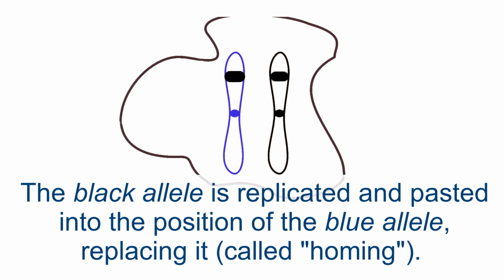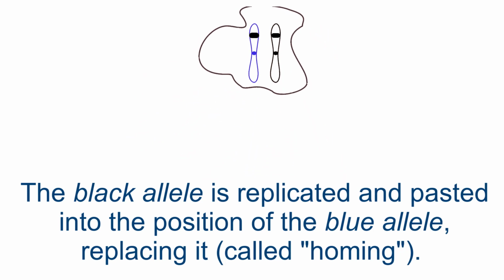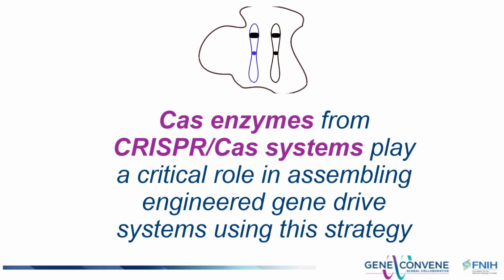This insertion of the copy into the corresponding position on the other chromosome is called homing. Homing is a special type of over-replication mechanism and is being widely used in the development of engineered gene drive systems. We won't consider here exactly how engineered homing gene drive systems are assembled, but let me just say that an essential element is the gene editing enzyme Cas from CRISPR-Cas systems.